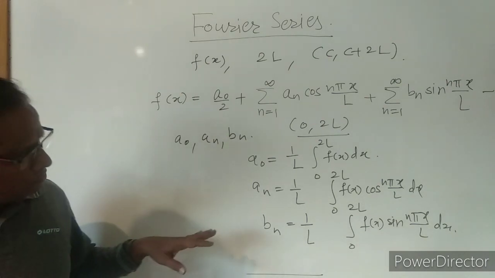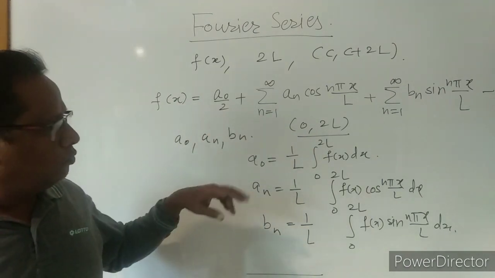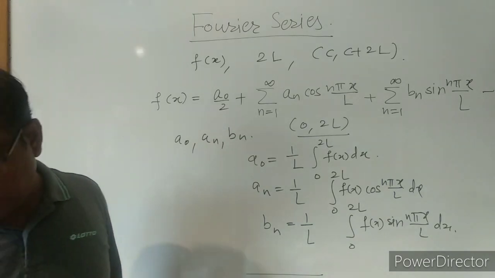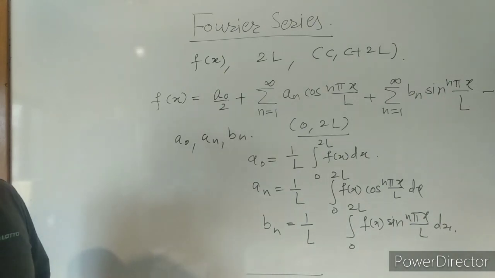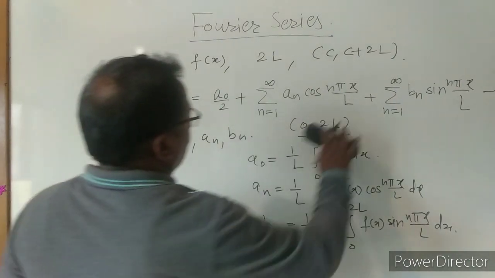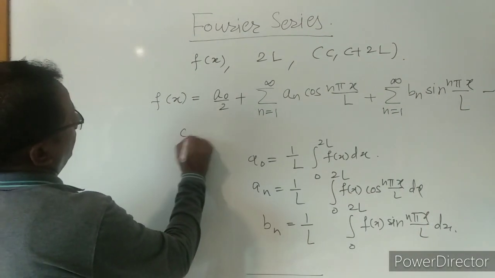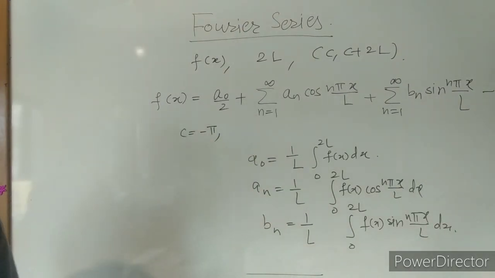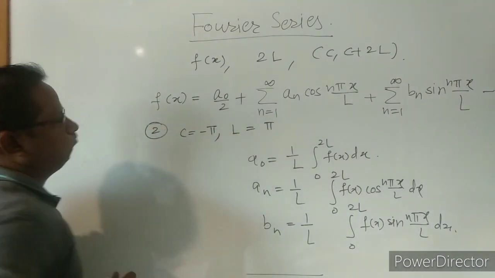Now when c is 0, the interval of definition is 0 to 2L, and accordingly these coefficients a0, an and bn are obtained in this way. Now we will see case 2, where c is minus pi and L is pi. This is case number 2.